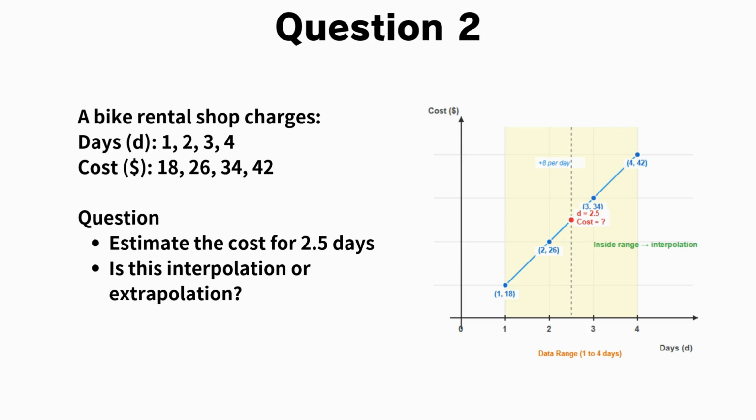Question 2. A bike rental shop charges different amounts depending on the number of days. When the rental period is 1 day, the cost is $18. For 2 days, the cost is $26. For 3 days, it is $34, and for 4 days, it is $42.